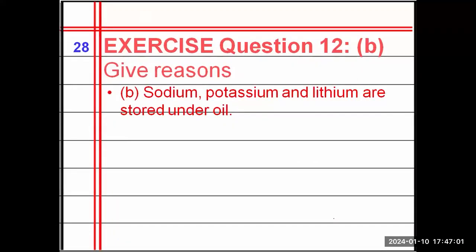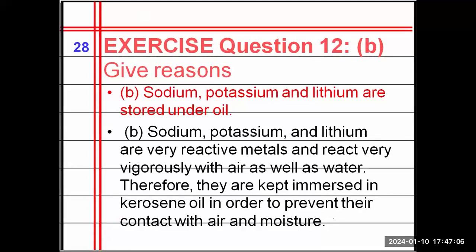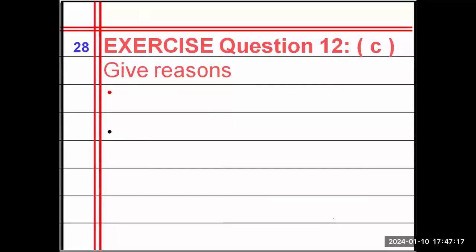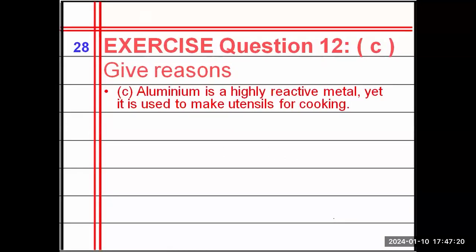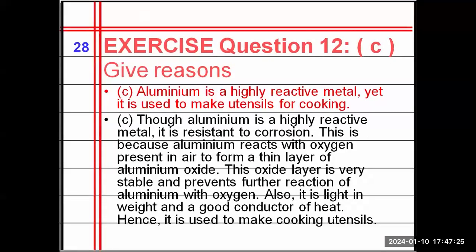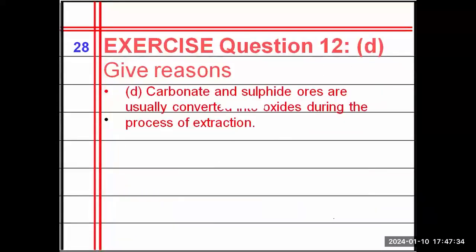Sodium and potassium are stored under kerosene because these are highly reactive metals. They react with oxygen and they catch fire. So to avoid these accidents, they are stored under kerosene oil. Aluminium is a highly reactive metal, yet it is used to make utensils because it makes a layer of aluminium oxide which stays there on the metal and it prevents its rusting. So aluminium is used in this.